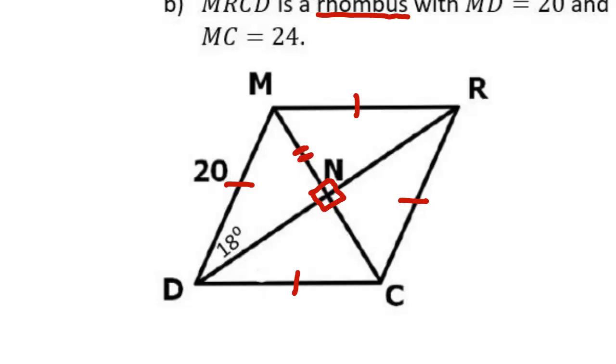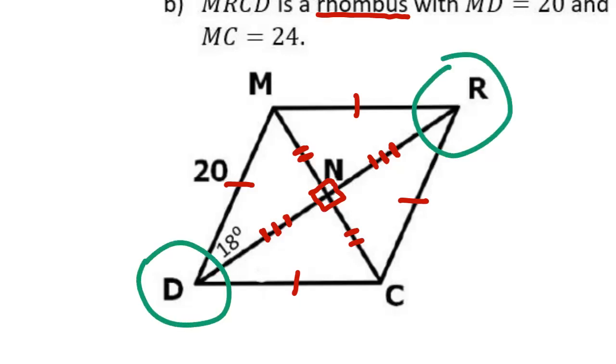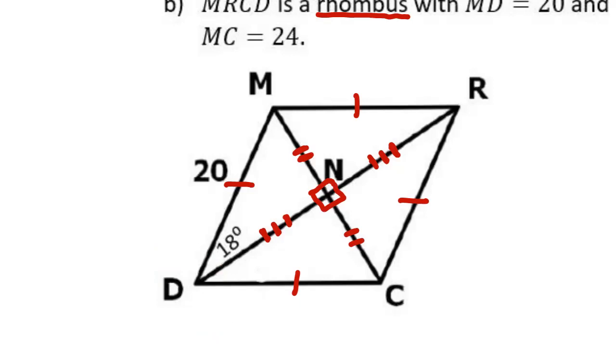So that means this little segment here is congruent to this little segment. This little segment is congruent to this little segment. And we have 90-degree angles right at the middle. What do I know these diagonals are doing to my opposite angles? What is this diagonal, DR, doing to these two opposite angles? Bisecting them. So MDN is congruent to CDN.